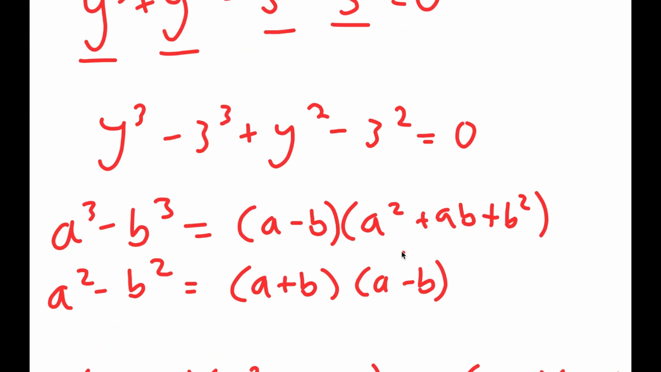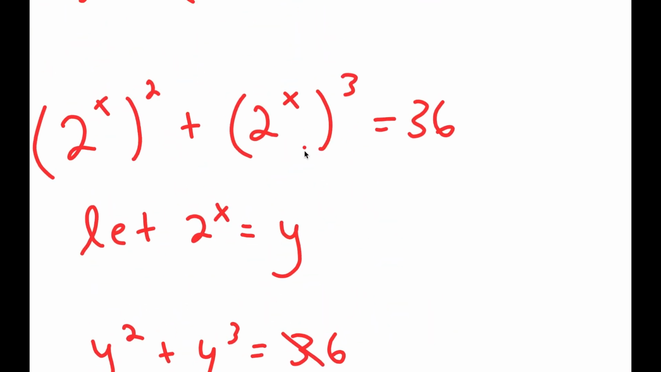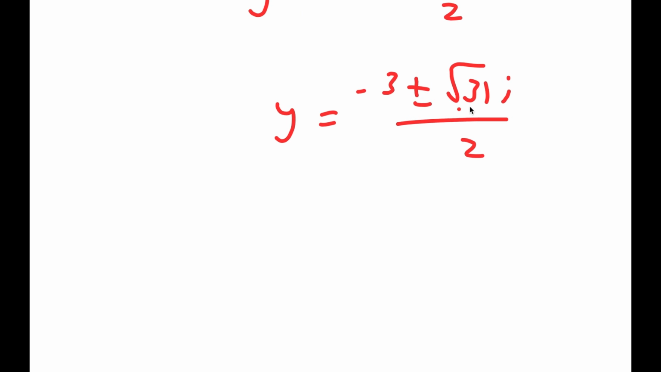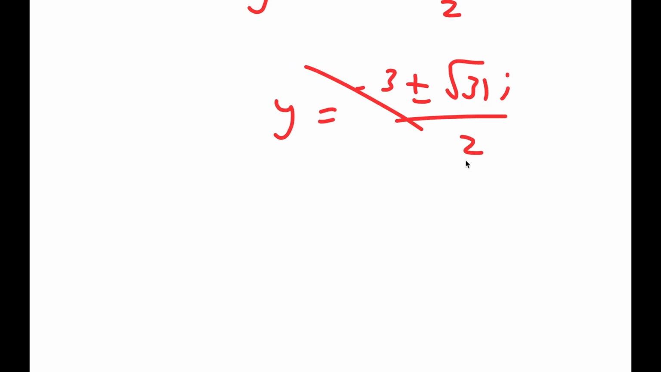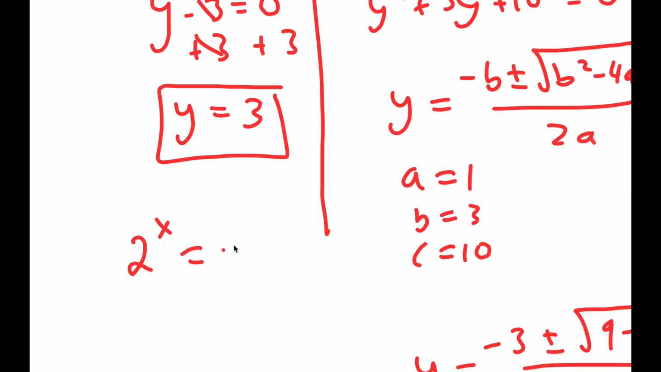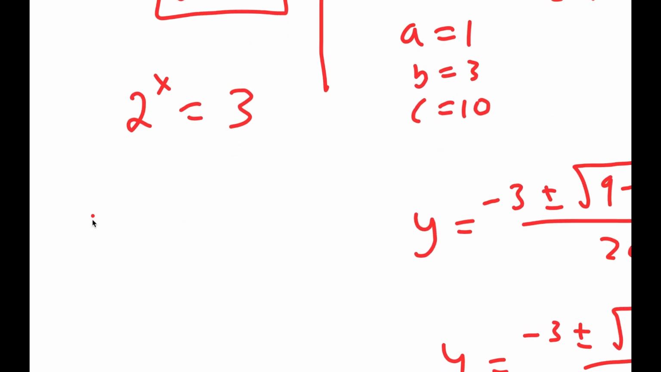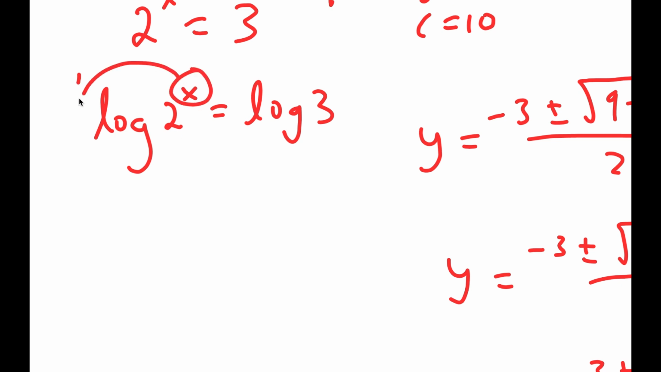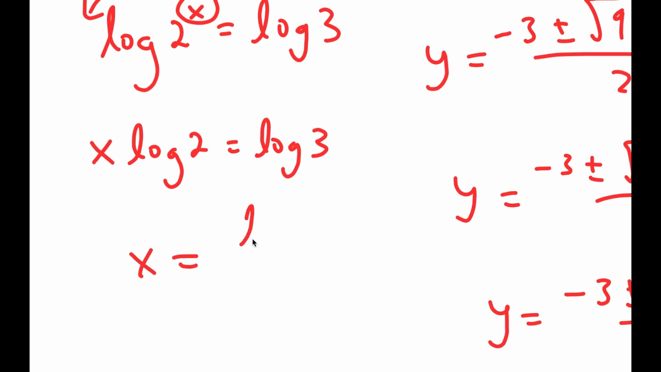Now, we aren't done yet because remember, we let 2 to the power of x equal to y. Well, 2 to the power of x can't equal an imaginary number, so this solution is gone. So all that's left is 2 to the power of x is equal to 3. Now to solve this, I'm going to take the log on both sides. So I get log 2 to the power of x is equal to log 3. And I can move x to the front. So I get x times log 2 is equal to log 3, meaning x is equal to log 3 over log 2.